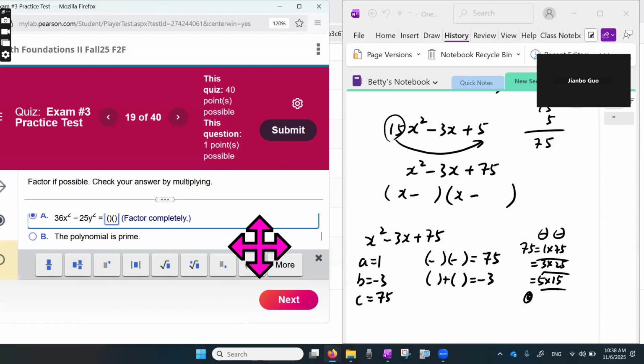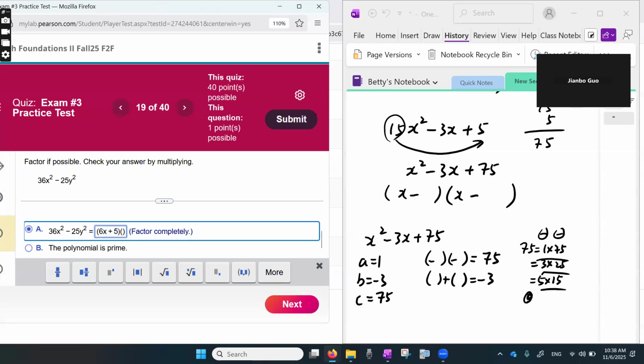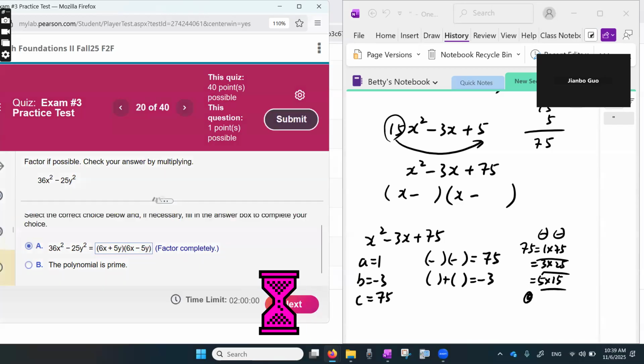Second term, I have to make it smaller in order to see the whole picture. Second term is 5 squared y squared, so the base is 5y. So 6x plus 5y, second parenthesis, 6x minus 5y. 6x plus 5y, 6x minus 5y. That's it. Next. Question number 20.